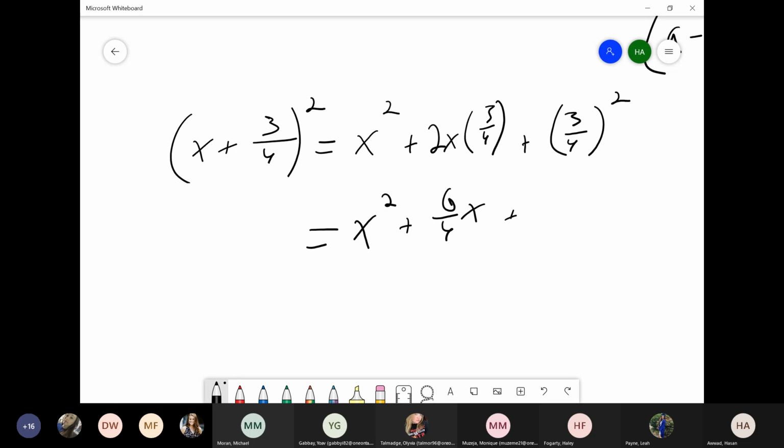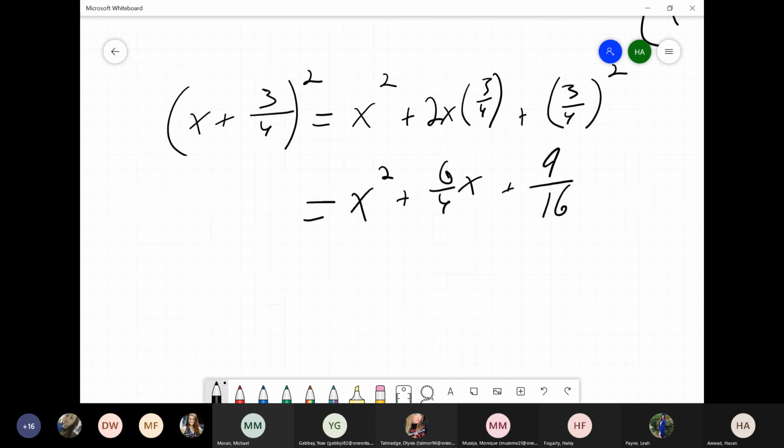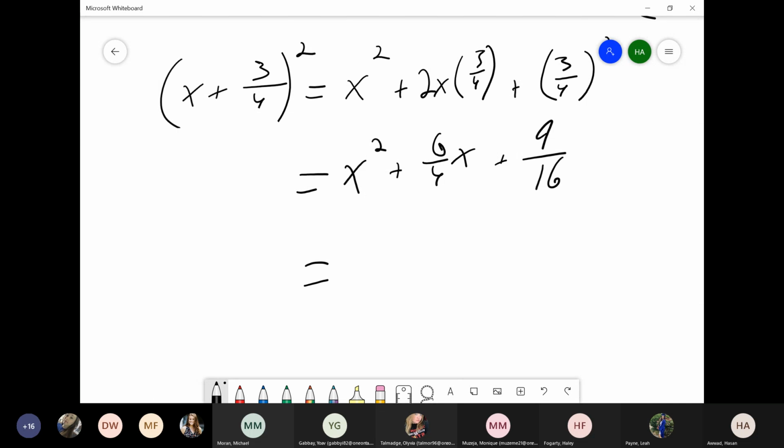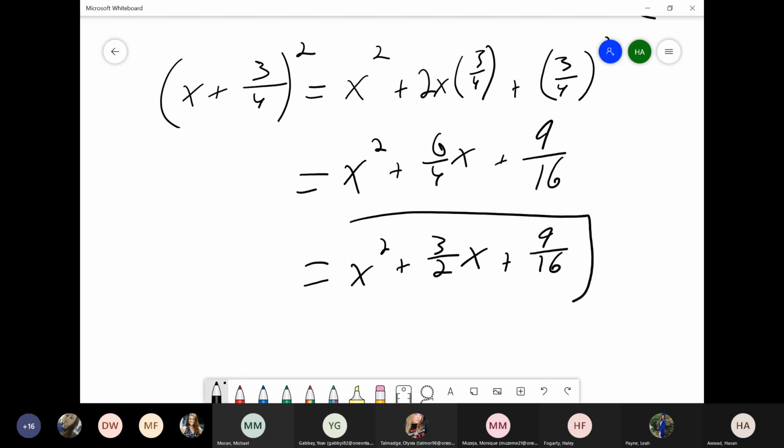And remember how we handle an exponent on a fraction. We take the exponent and we apply it to both the numerator and the denominator at the same time, right? So this is the same thing as 3 squared over 4 squared, which, simplifying, gives us 9/16. And the last simplification that we can do, just like we did before, we know that 6/4 actually reduces. So x squared plus 3/2 x plus 9/16. So notice that we get the same exact answer here, regardless how you approach it, okay?